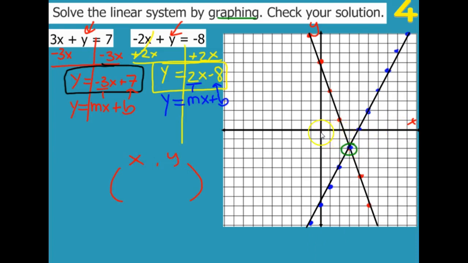So on my x-axis first, 1, 2, 3 to the right. And then y, we're going down negative 1, negative 2. So 3, negative 2. That is our solution. We could check our solution by plugging in a 3 for x, and then a negative 2 for y, and make sure that it works out, or the answers are equal to each other for both equations.